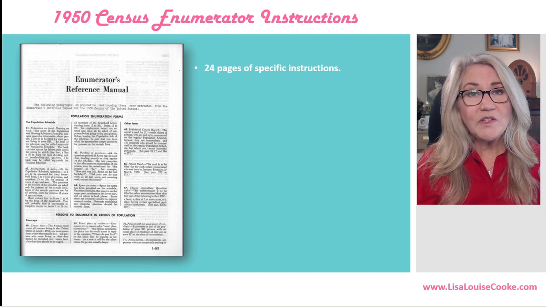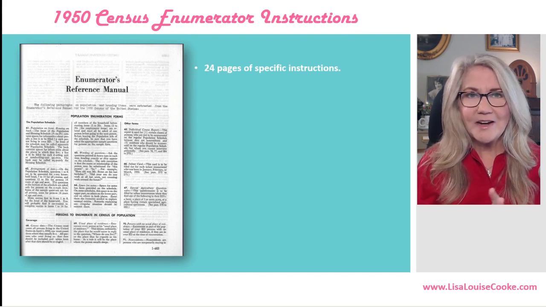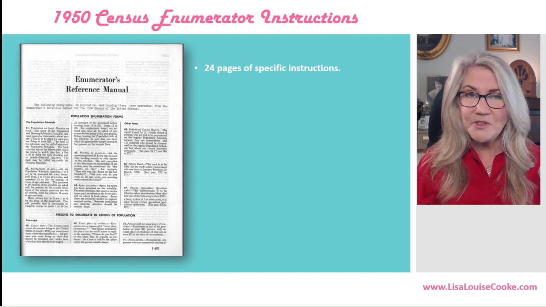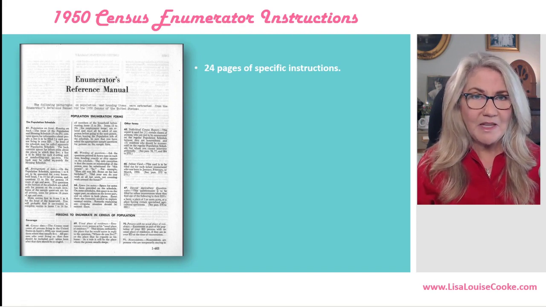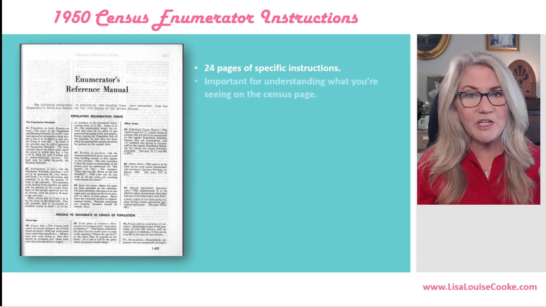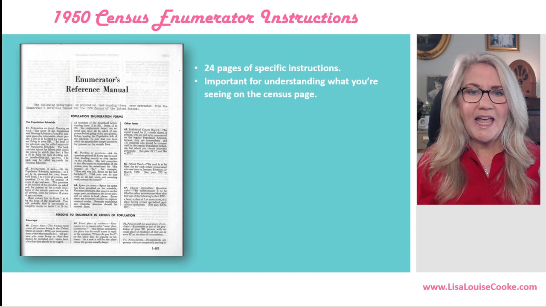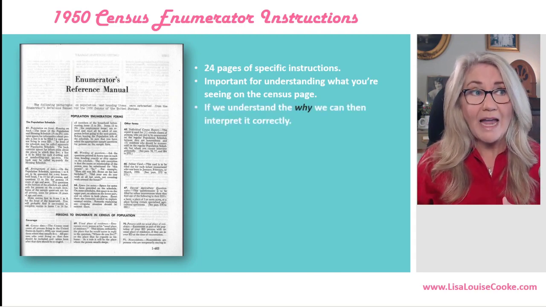And there's also census enumerator instructions. That's how they knew how to count and what they were doing. These are key to you understanding the data that you're finding in the census as you're working with it. So it really helps you interpret and understand what you're seeing. So I would really recommend that you download this. It's available from the Census Bureau. It's about a 24-page PDF document, really specific instructions for the enumerators. And it's just so important to understand the why. Why is this on there?